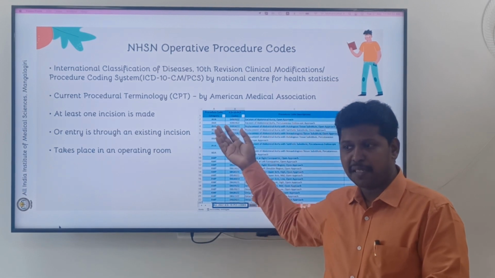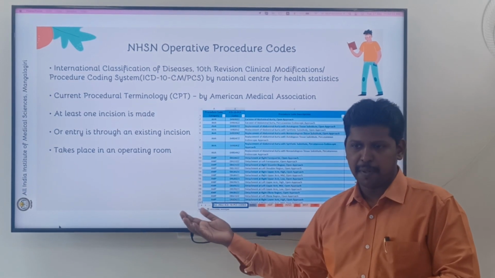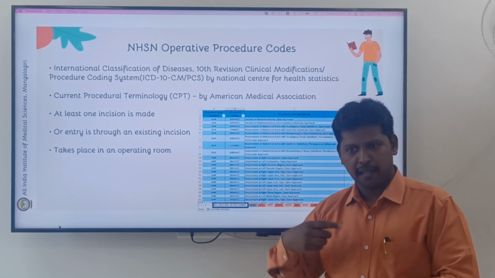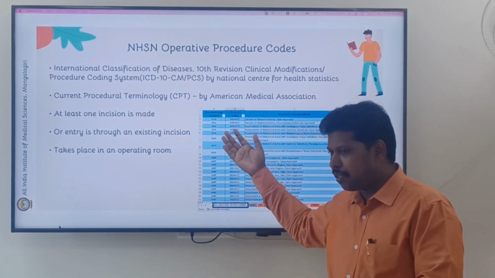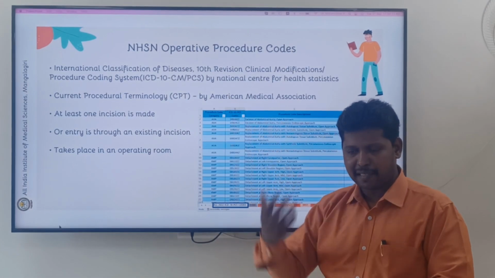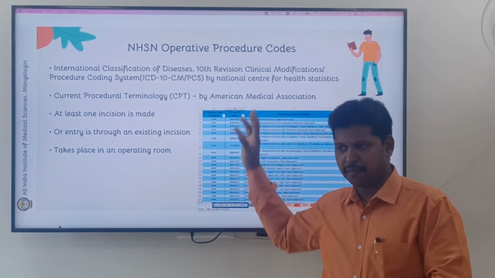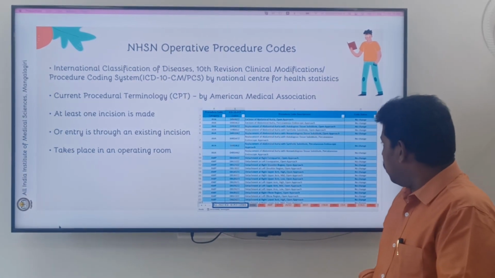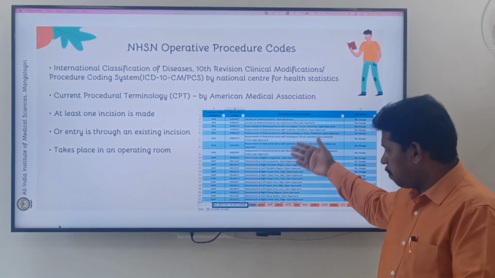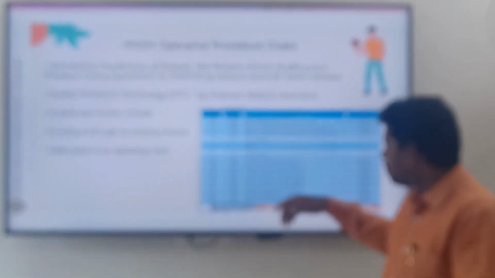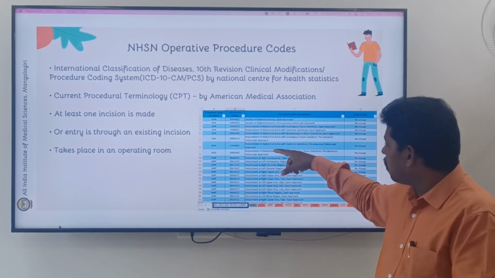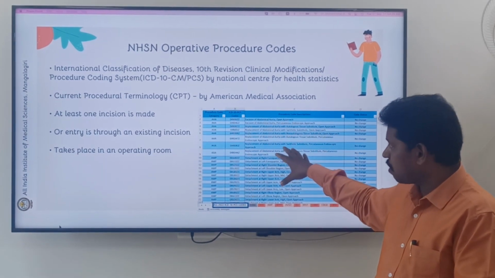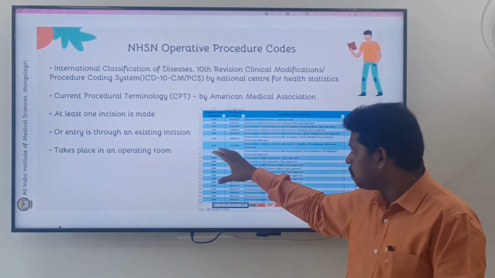The clear exception is circumcision. Circumcision happens in the OT inside the hospital, but that is excluded from the operative procedure codes. So for us, SSI in a circumcision patient is not possible. That's a thing we have to follow. This is a whole list. What is NHSN? CDC's National Healthcare Safety Network. So all these codes and data are on the NHSN website, readily available.